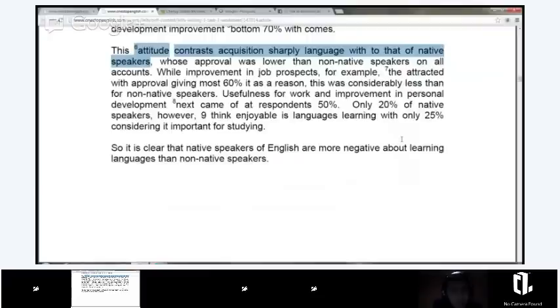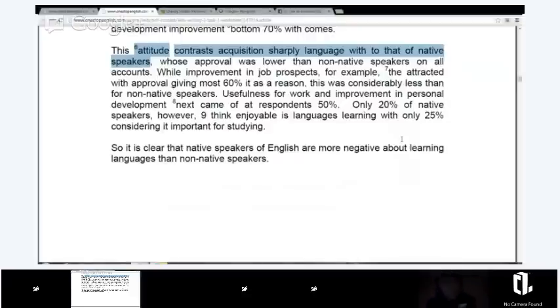Sharply. Oh, wait, hold on. Who said this attitude of? Native speakers. Well, this attitude of acquisition. Yeah, this attitude of language acquisition. Of native speakers contrasts sharply. Here, let me get this on the board because now I'm starting to confuse myself. Okay. This attitude of language acquisition.